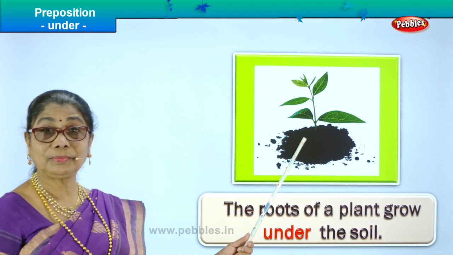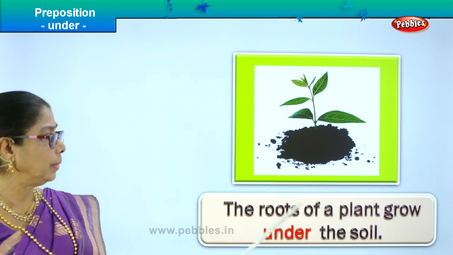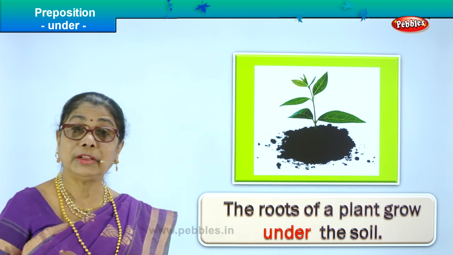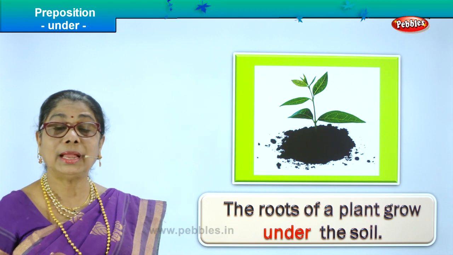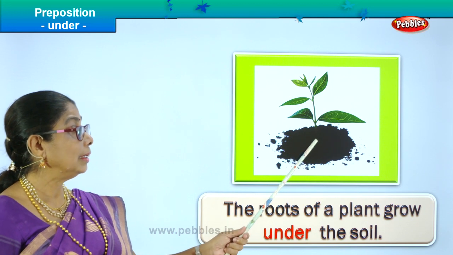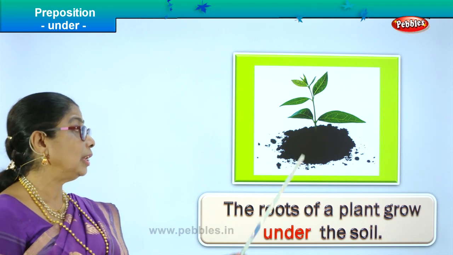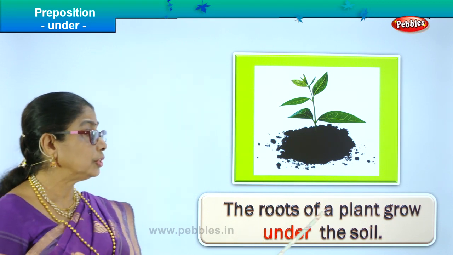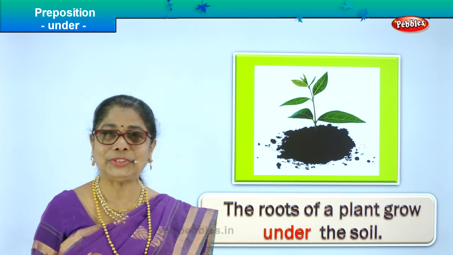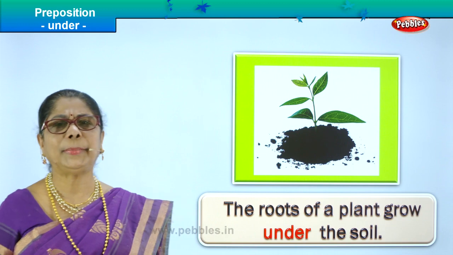There's a plant here. Can you see the plant? Yes. Can you see the root? No, you cannot see the root. Where are the roots? The roots of a plant grow under the soil. When you pull out a plant, you'll see the root. And that's how the plant lives. So here's a tiny plant, and if you dig the soil, you'll find the root growing under the soil. So where are the roots of the plant? The roots of a plant grow under the soil. Preposition under. Look at the sentence. Under is colored. Good. Let's look at another picture.